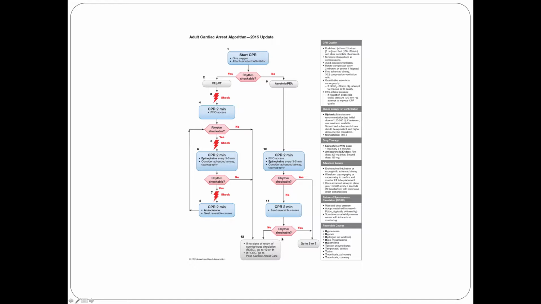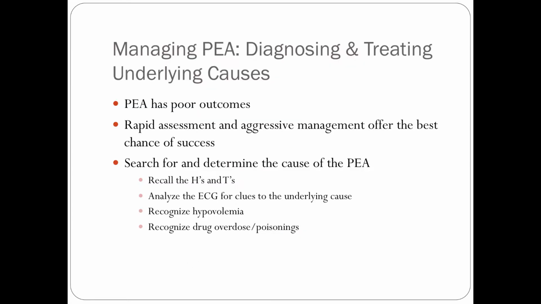If we get ROSC, then we go into post-cardiac care, and if we continue to stay where we're at, we start thinking about continuing this down the line, or we might start thinking about giving some things like possibly some bicarb down the line because of acidosis and some other treatable causes. So managing PEA and asystole basically is diagnosing and treating the underlying causes.